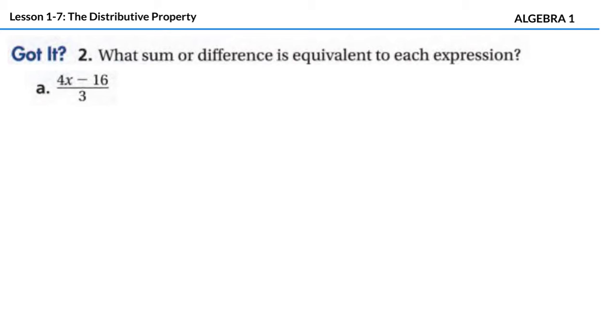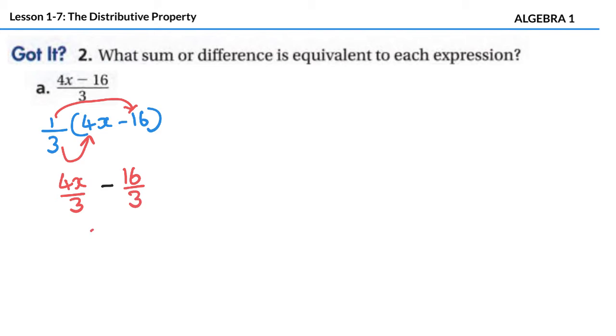4x minus 16 over 3. Can I write this as 1 over 3 times 4x minus 16? I can, because the 3 has been divided by 4x minus 16. So now I apply the distributive property. 1 over 3 times 4x is 4x over 3 minus 1 over 3 times 16 is 16 over 3. So I have written it as a difference.